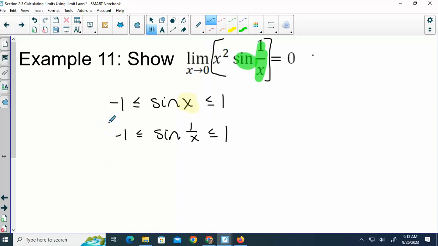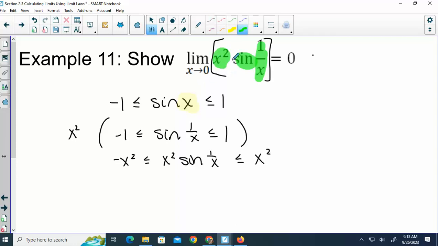Now x squared is positive, right? So in an inequality, we could just say, all right, I'm going to multiply all this by x squared. It's a positive number, so it's not going to flip any inequalities. So negative 1 times x squared is negative x squared, less than or equal to x squared sine of 1 over x, less than or equal to positive x squared.